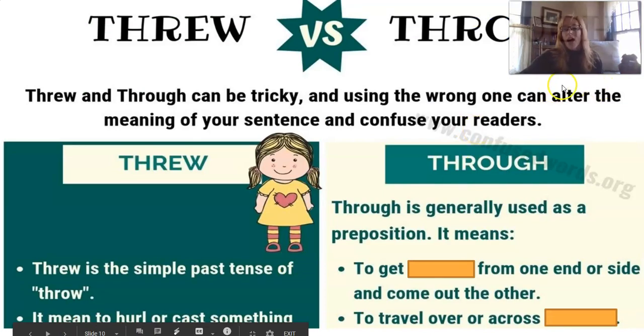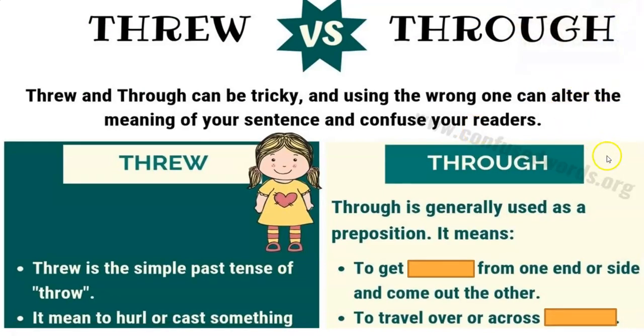All right, so we have through versus through. So let's go to the one side where it's T-H-R-E-W. So through and through can be tricky, and using the wrong word can alter the meaning of your sentence and confuse people when you're talking to them, or if you write a story, your readers. So the first through with the little girl is the simple past tense of throw. It means to hurl or cast something.